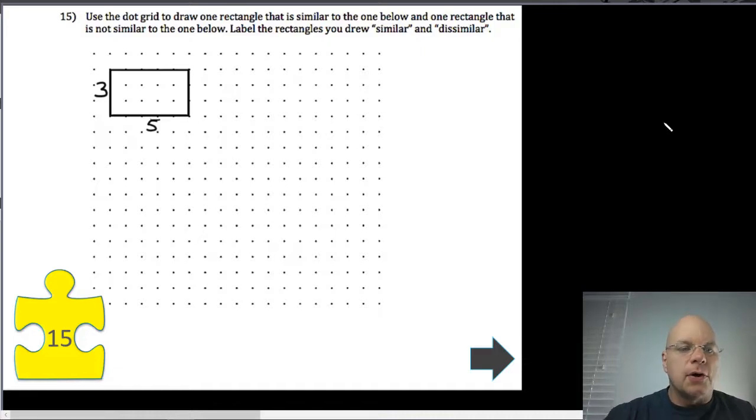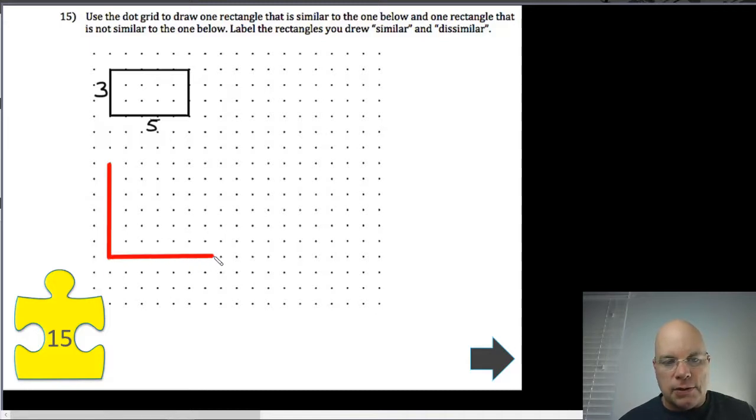I could easily draw a similar rectangle by just using a scale factor of 2. Scale factor of 2, so the height is 1, 2, 3, 4, 5, 6. And then the base will be 5 times 2 or 10. 1, 2, 3, 4, 5, 6, 7, 8, 9, 10.